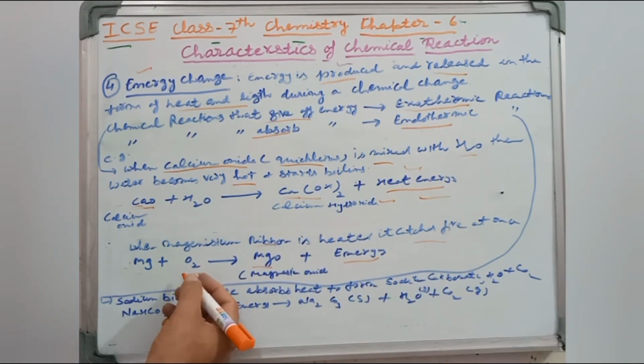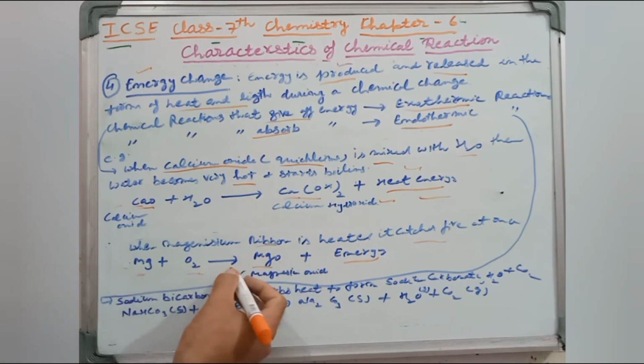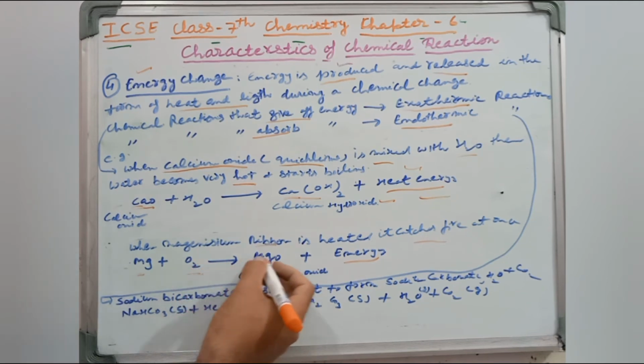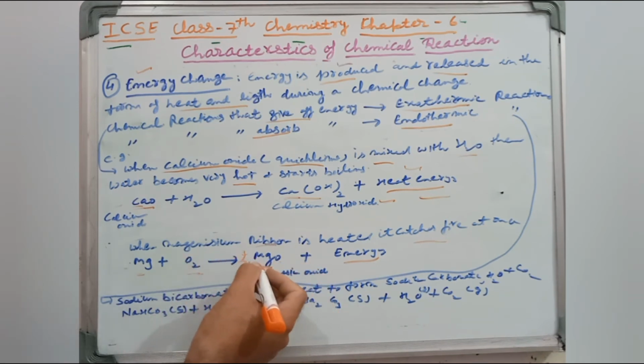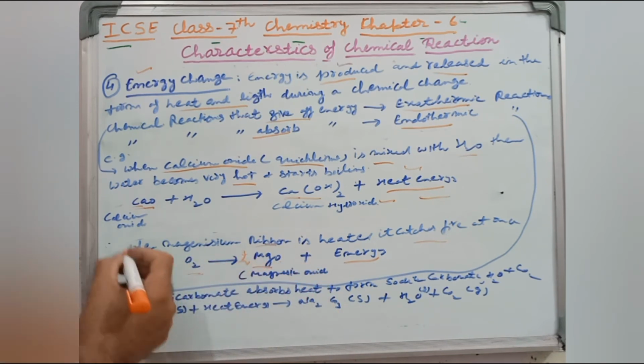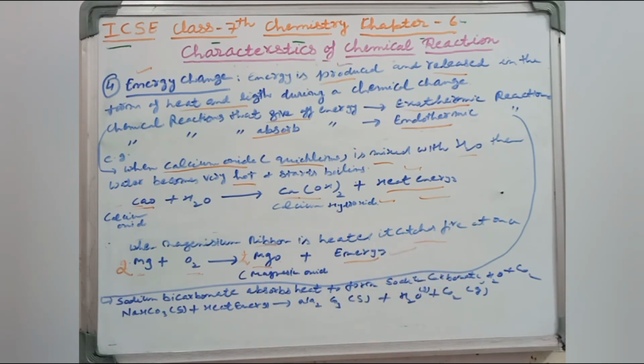So is this balanced? O2 is only one, Mg is only one. So what will we do? We have to make O2 2. So this is 2 Mg, O2, 2 Mg, 2 O2, right? To make Mg 2, we will put 2 here. This is the balanced equation, right?